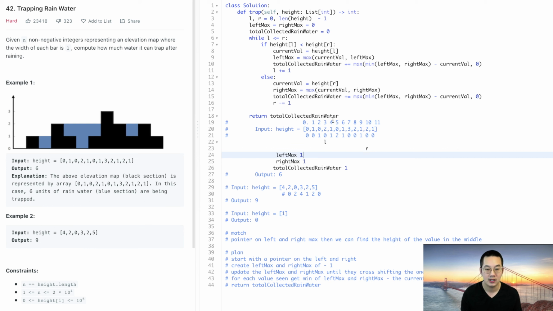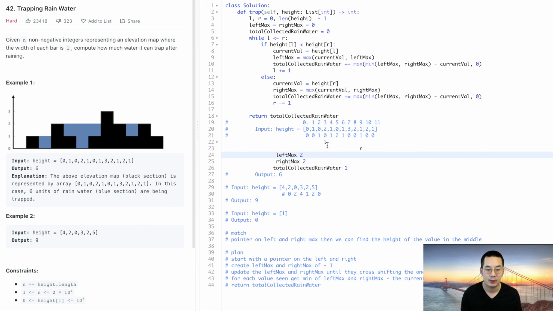2 and 2. Well, left is not less than the right, so we move the right pointer. As you can see, when we move the right pointer, we have a 2 here, and this is a 1. And 2 minus... so then 2 and 1, well, 2 is higher, so we take the 2 and we move that forward.